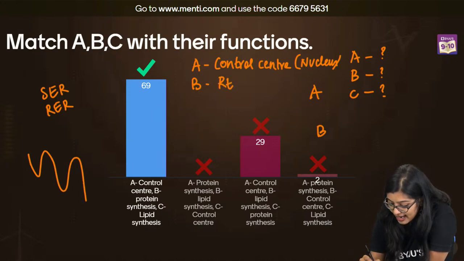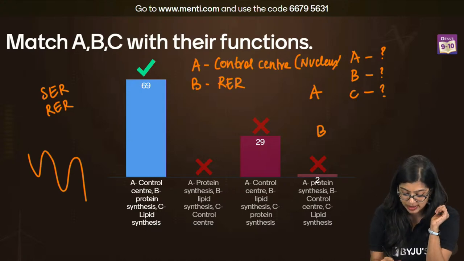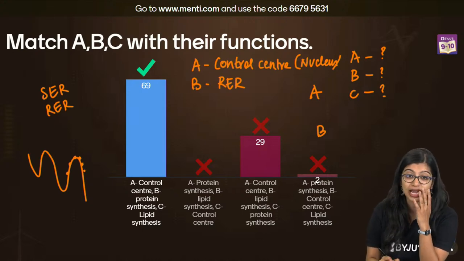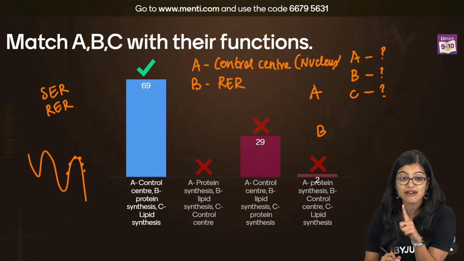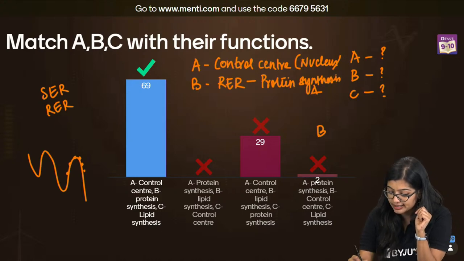It was RER because if you look at the diagram, if you just rewind this video and you see, the diagram had small blue dots on it, okay? Small blue dots. It was rough endoplasmic reticulum. And what does rough endoplasmic reticulum do? It does protein synthesis, right? So that's what it does.